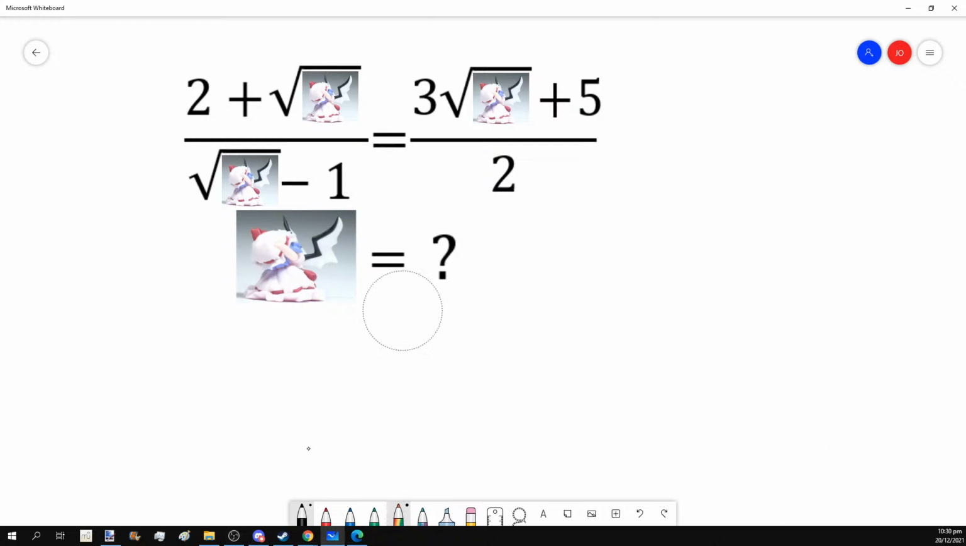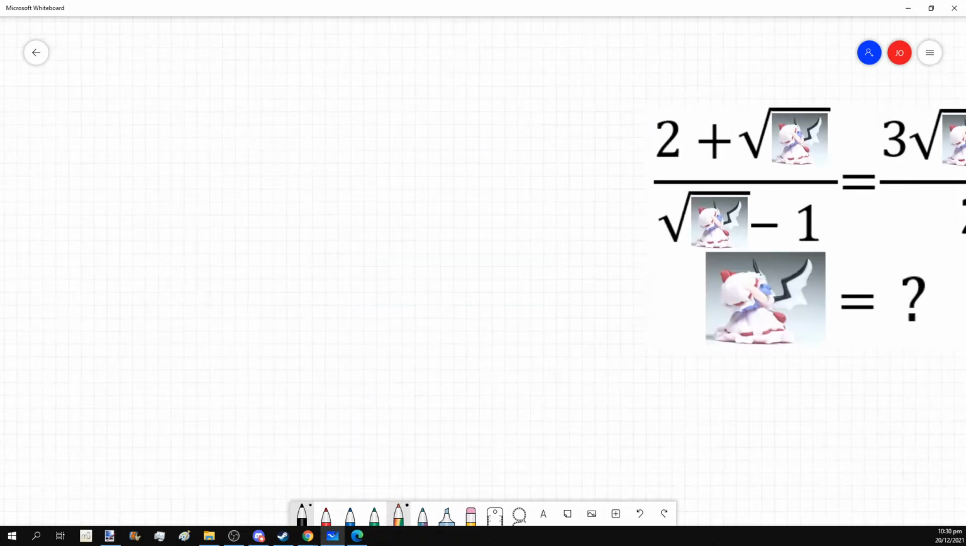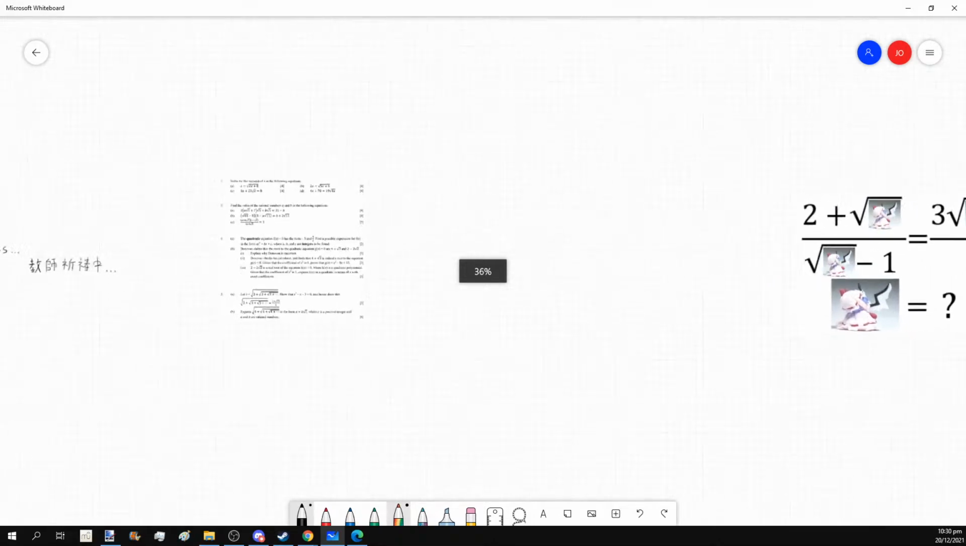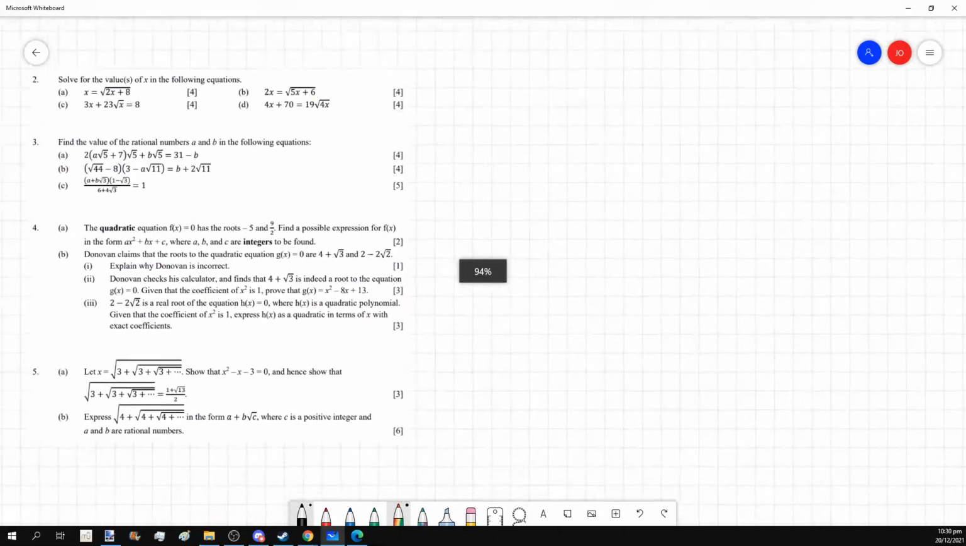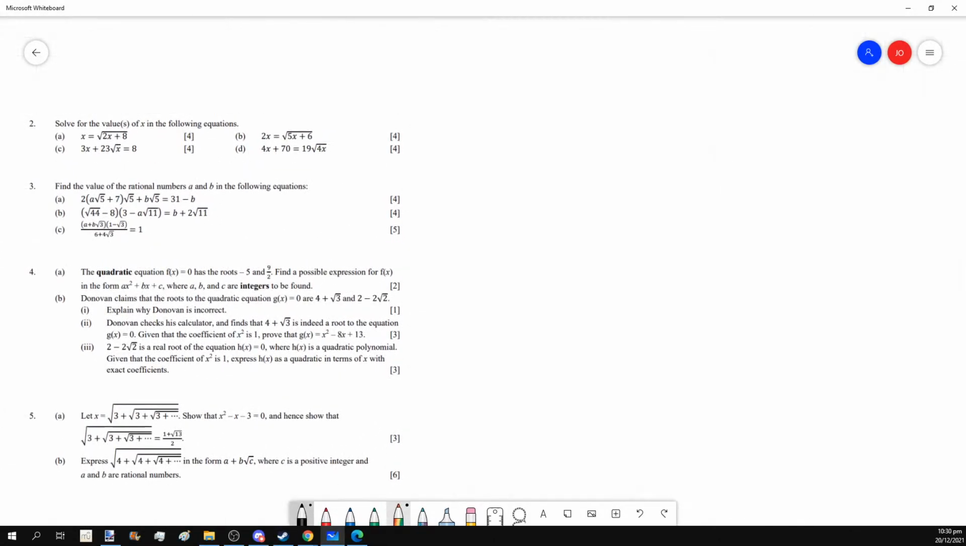So let's move on to our practice problems for the day. There are 4 problems I want to look at. I will not be going through all of them. Some of them I will leave to you as an exercise. So over here, let's first start with question 2. Question 2 is somewhat straightforward.